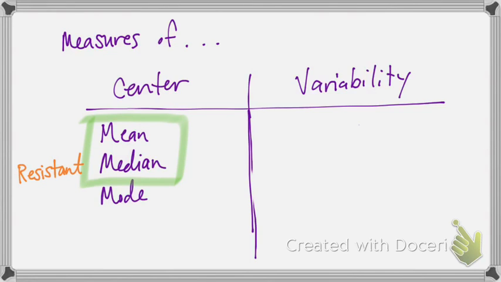So if I have a distribution and I've got an outlier out here, this guy is an outlier. That affects my mean, but it doesn't affect my median.